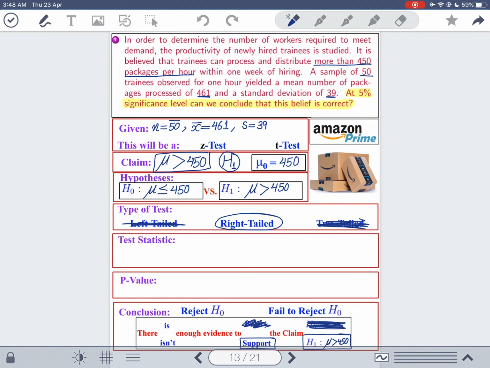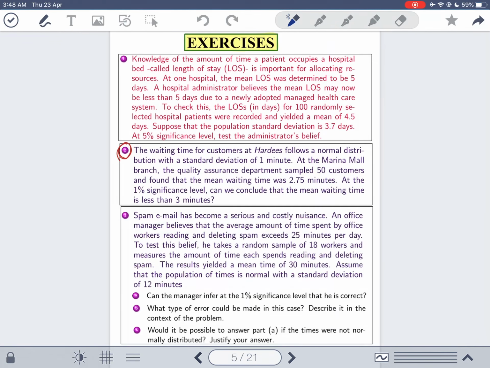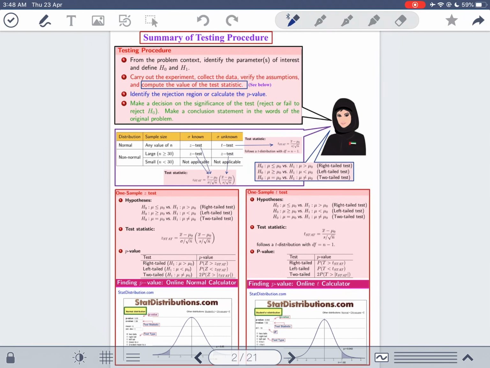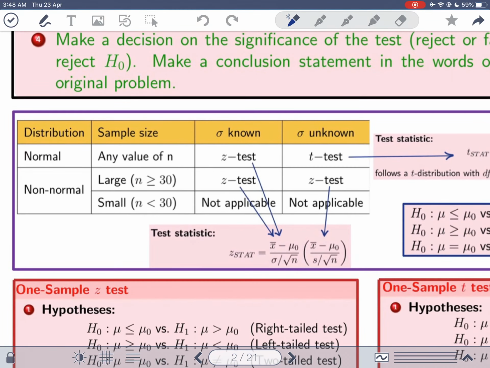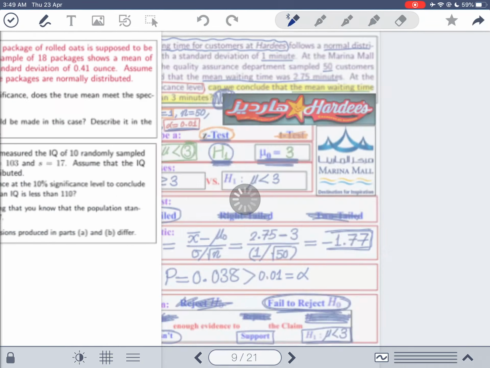The nice thing is that the sample size is big enough, so it's large. You remember you need it to be bigger than or equal to 30. This is 50, so this is nice. So we have sample size large and a non-normal distribution, and sigma is unknown because we have S. So if you go back, you will see that if you have a non-normal distribution and sample size is large and sigma is unknown, then you will use a z-test. Okay, so go back and use a z-test for this question.